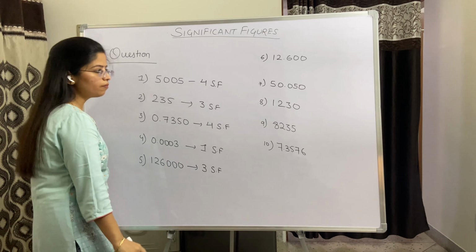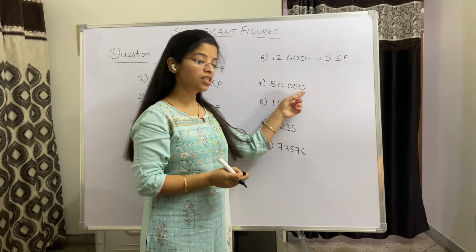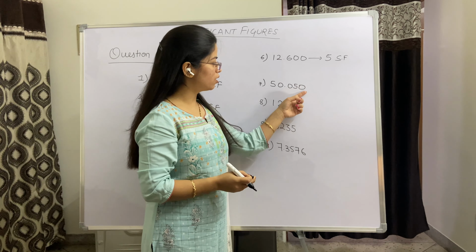Now question number 6. In this case, these zeros are present after the decimal, so we will be counting these zeros as significant. So the total number of significant figures is 1, 2, 3, 4, 5. In this case also we will be counting this 0 as significant because it is present after the decimal. 1, 2, 3, 4, 5 significant figures.